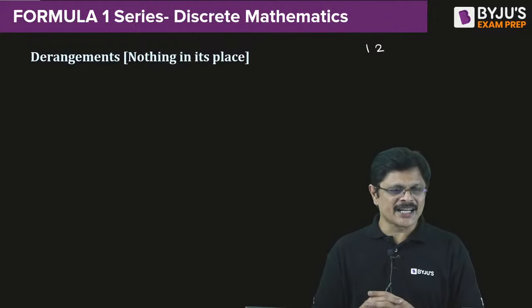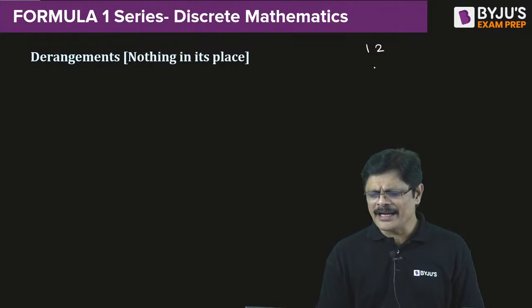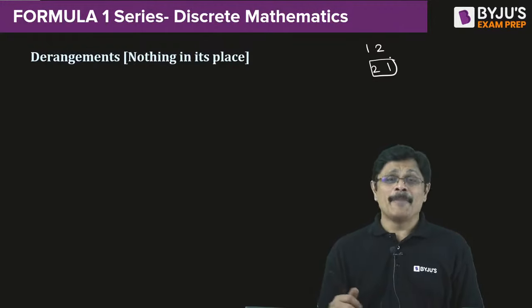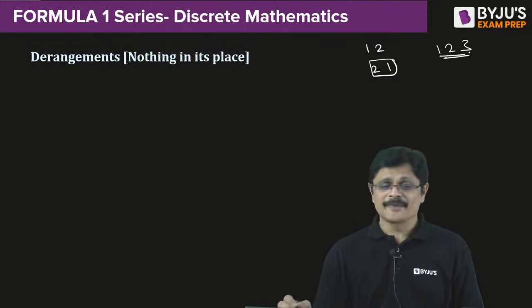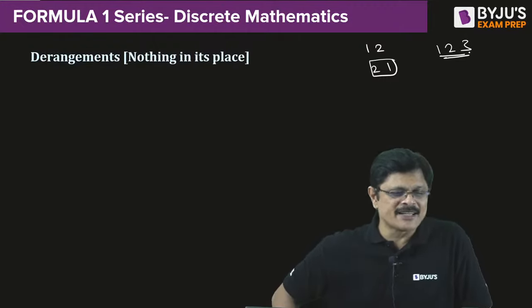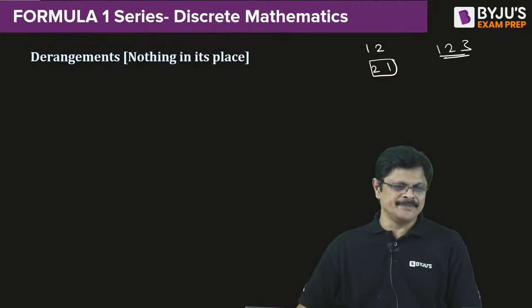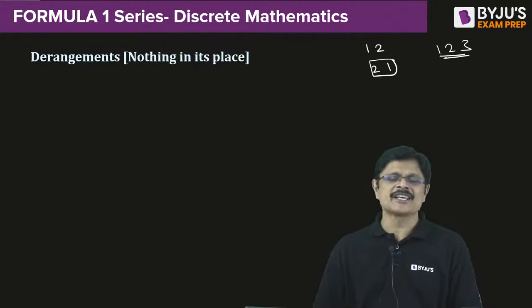No element must be in its correct position. So what is it? You can write it like 2, 1, my dear friends. But if I give you 3 numbers, how many derangements are possible, my dear friends?